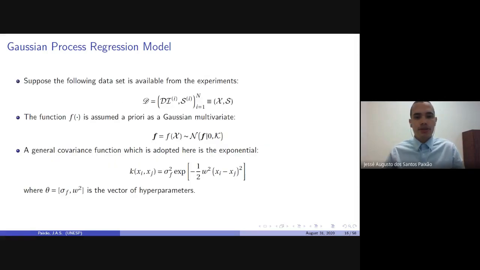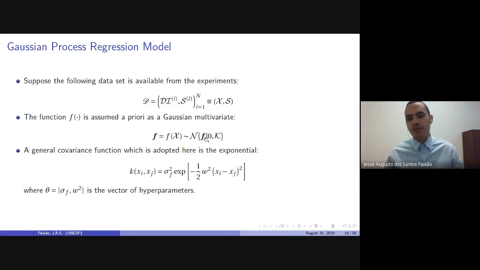As I said, this methodology is based on supervised learning. Then we suppose to have a data set to train our model, and this data set is represented by this equation here. We have our global damage index and also the delamination area measured in each test condition, which is represented by X and S. The function f is assumed a priori as a Gaussian multivariate distribution. Here is the difference of the application of the Gaussian process regression model. We will approximate our function f as a Gaussian multivariate distribution with zero mean and the following covariance matrix.